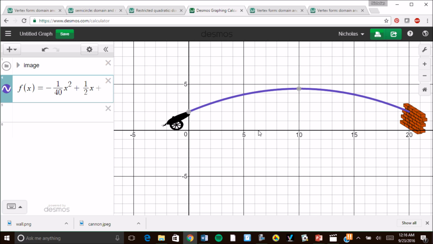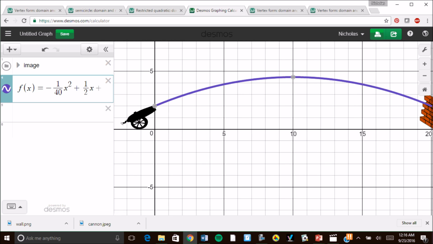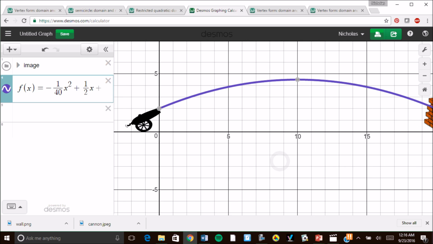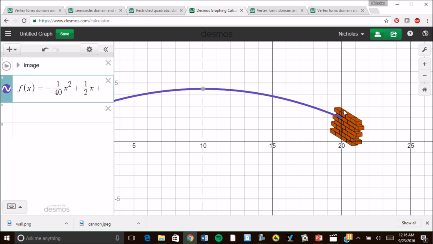So once you guys put in the restriction, I just ask you to explain why you chose those values, because you're going to have to choose a place to restrict it at. And for me, I think this makes sense because that's where the ball is leaving the cannon. And then over here, it's where it hits the wall. You know, a lot of times this will be pretty intuitive.